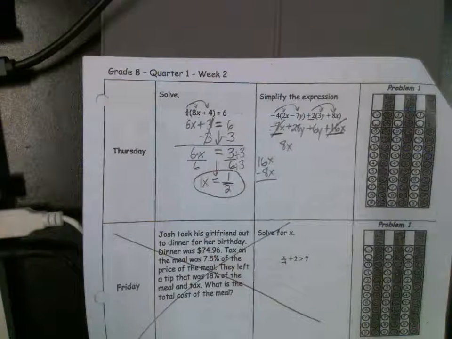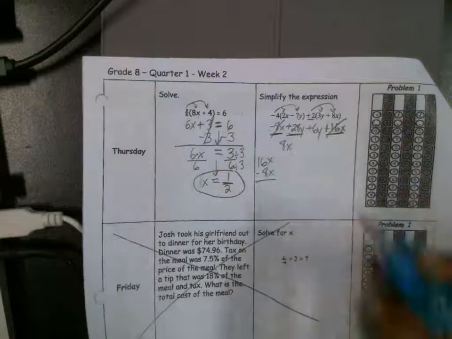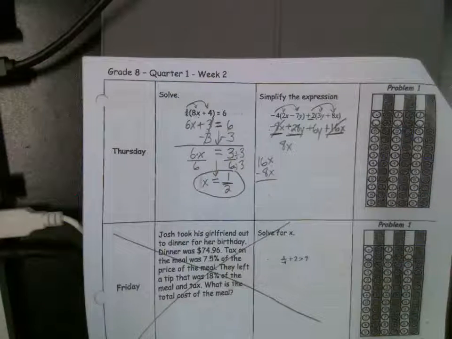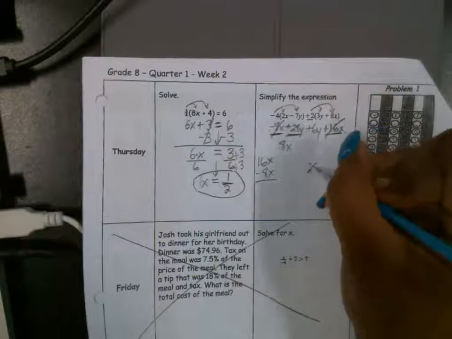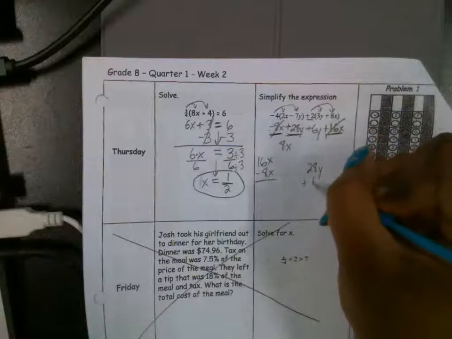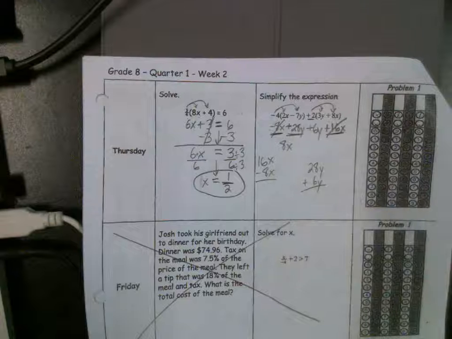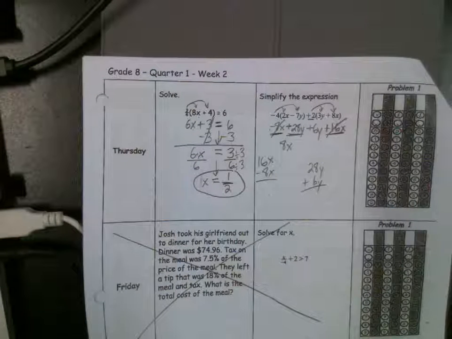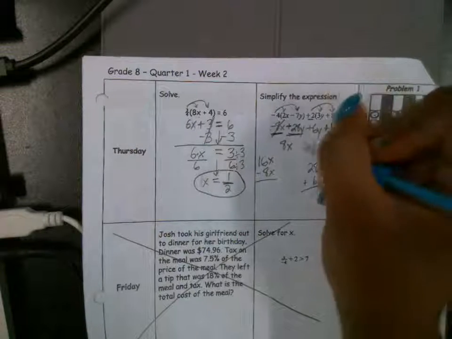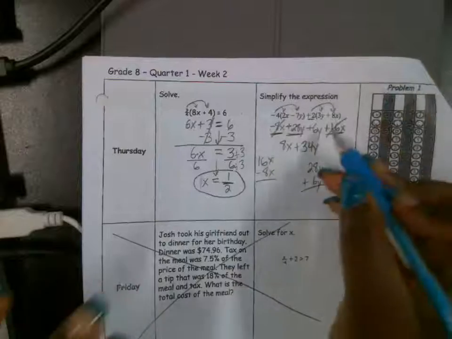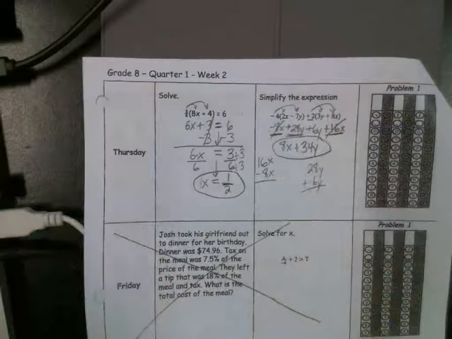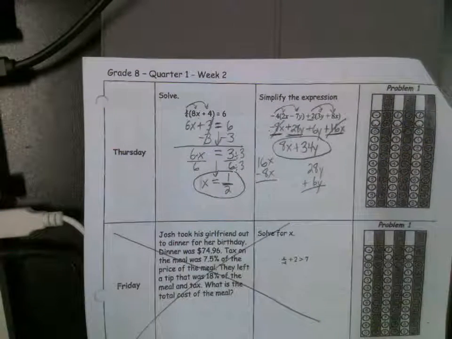Okay, what can we combine with 28y? Sorry. Say again? 6y. What's 28y plus 6y? Let's count. 28, 29, 30, 31, 32, 33, 34. This is your answer. You cannot combine those two terms together because they're not like terms.